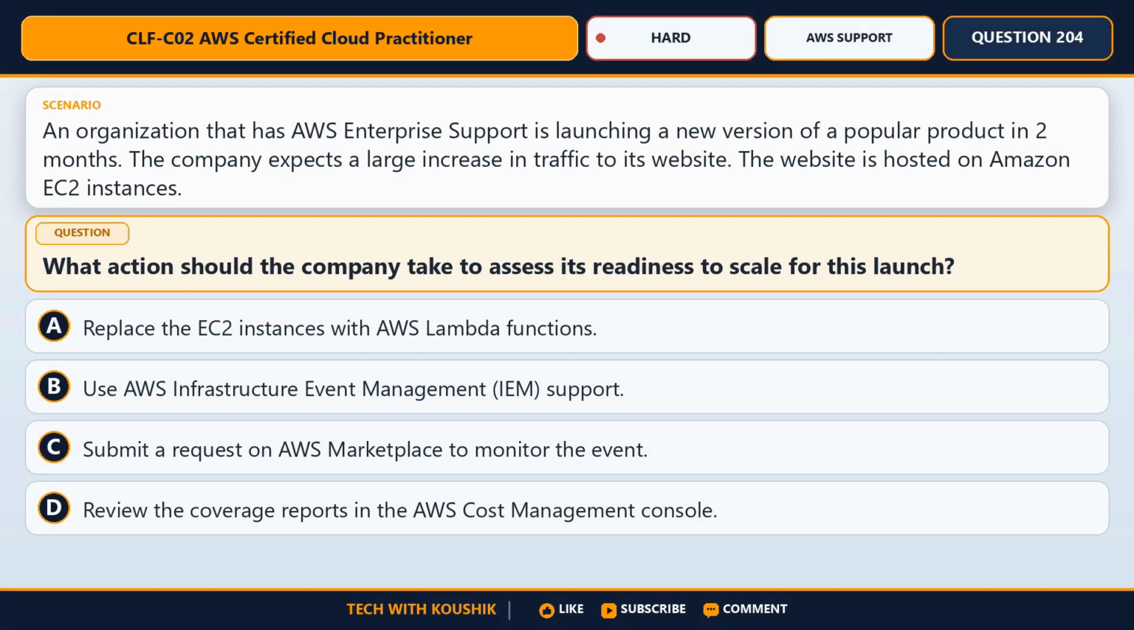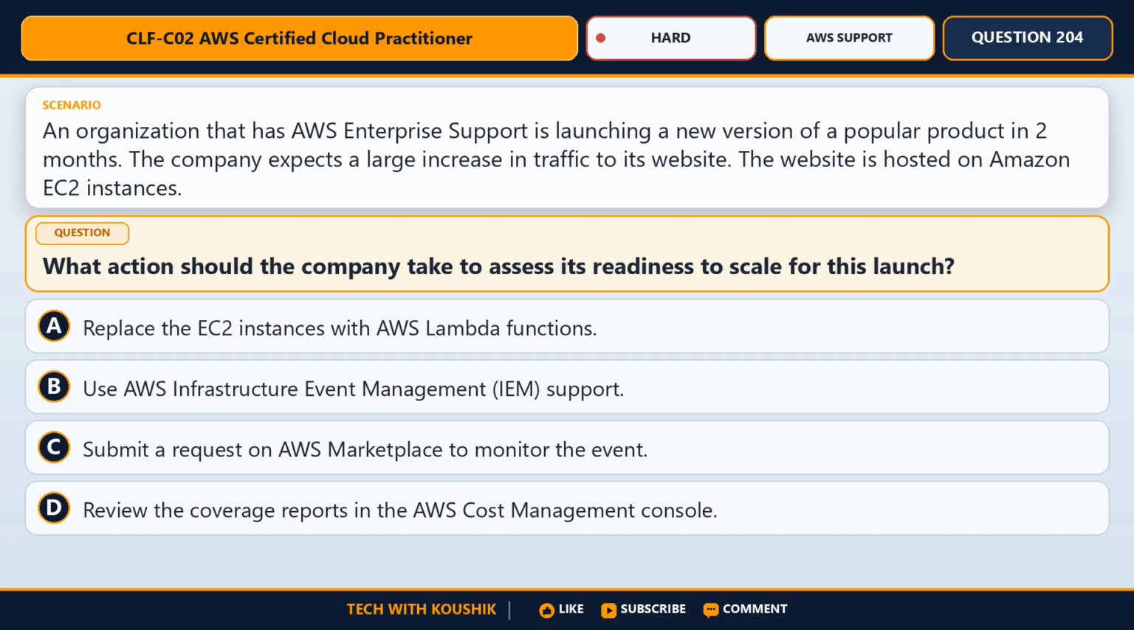Question number 204. An organization that has AWS Enterprise support is launching a new version of a popular product in 2 months. The company expects a large increase in traffic to its website. The website is hosted on Amazon EC2 instances. What action should the company take to assess its readiness to scale for this launch?